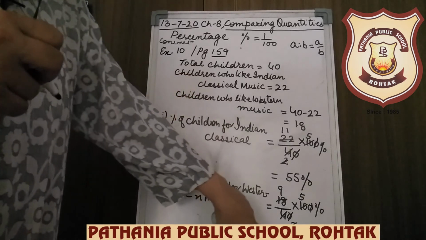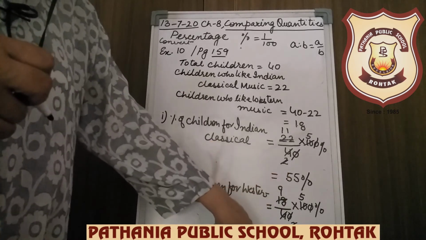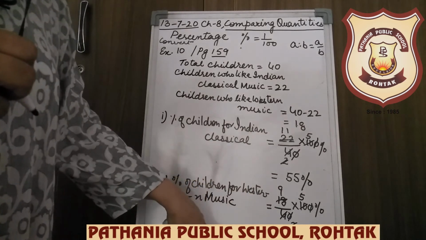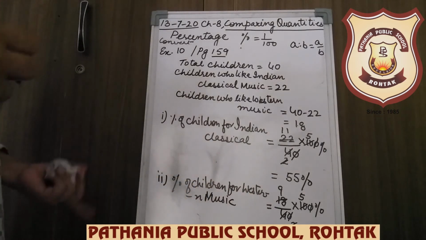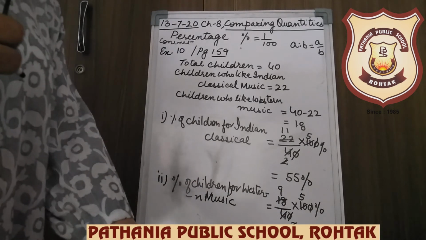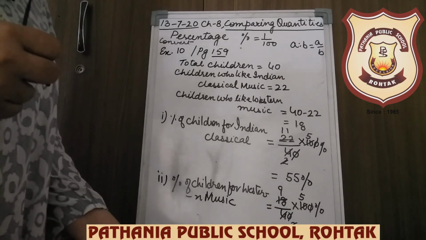Now, to cross check my answer, I'll add these two percents, 55 and 45. What my answer is coming? 100. So means it is correct. Is this okay? This was your example number 10.